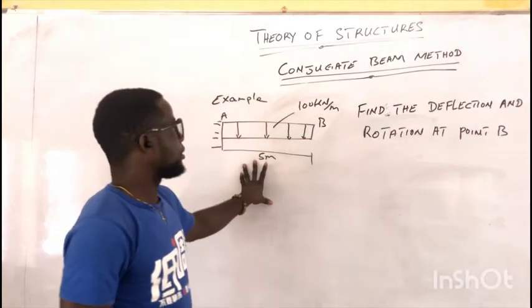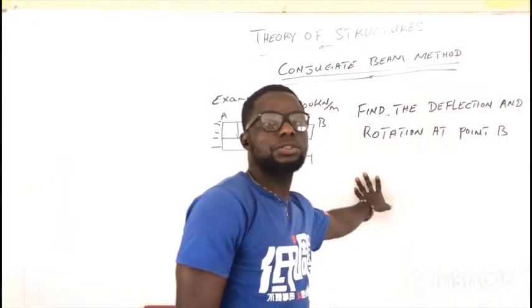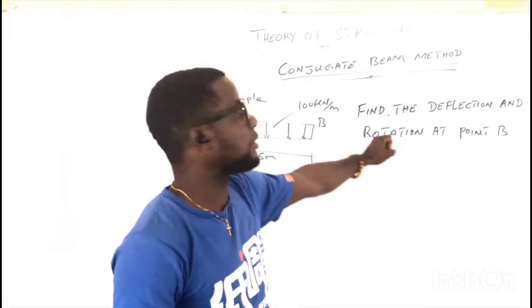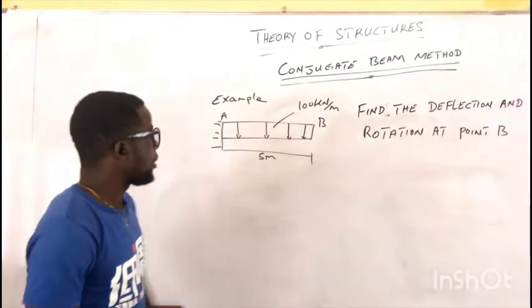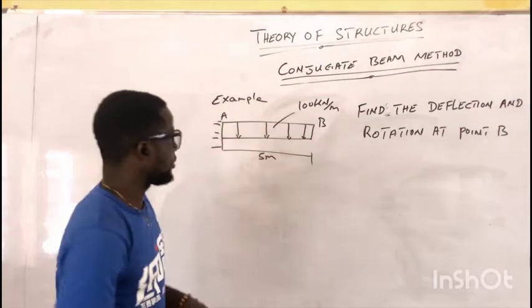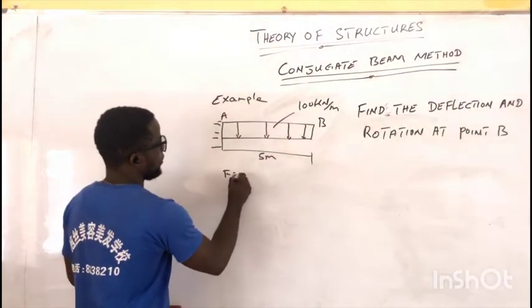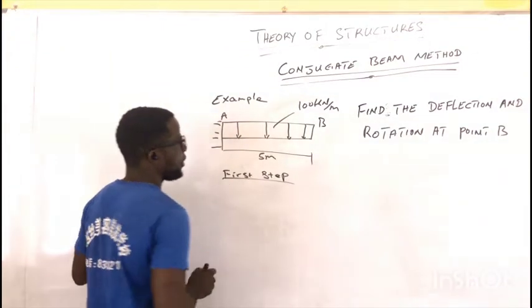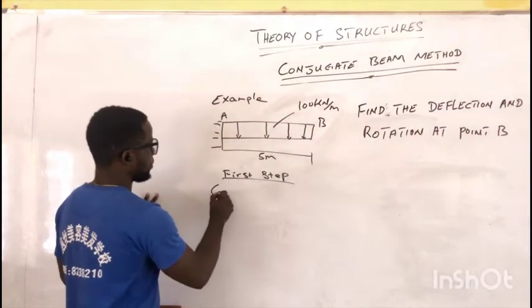So this is an example which asks to calculate the deflection and rotation at point B. So the first step, you calculate the support reaction.